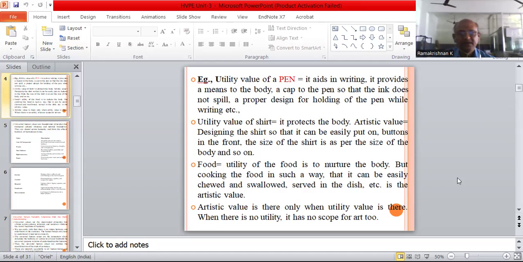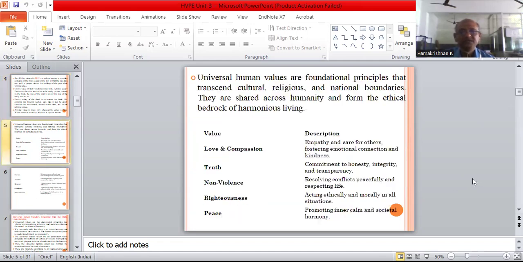Looking at the two values, only where the utility value is present can the artistic value be present. Without utility value, there is no scope for the artistic value. So let us consider the different human values and their description.